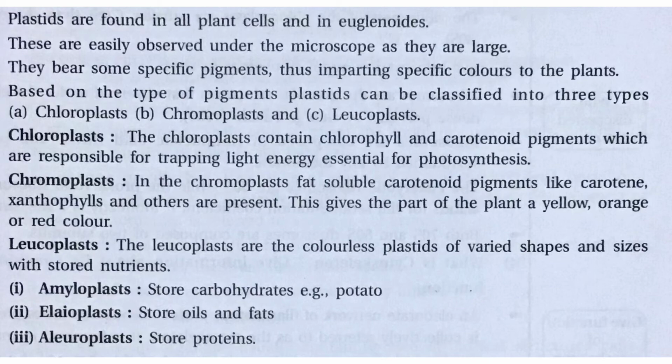Every green part of the plant comprises chlorophyll pigment. So chlorophyll pigment is present in chloroplast. Later on we will see the detail about chloroplast. Next type of plastid is chromoplast.